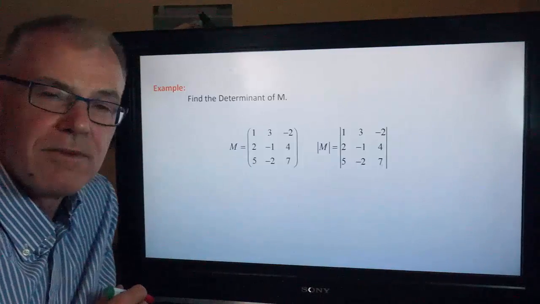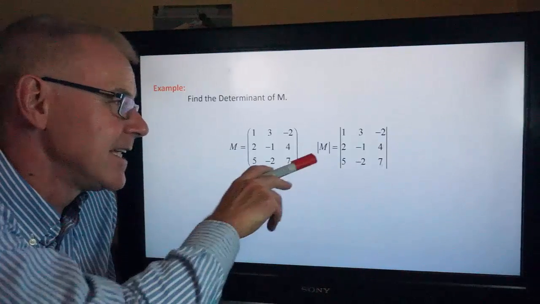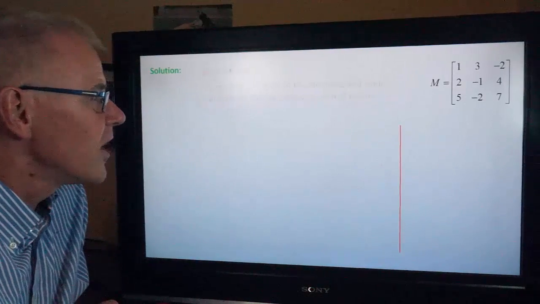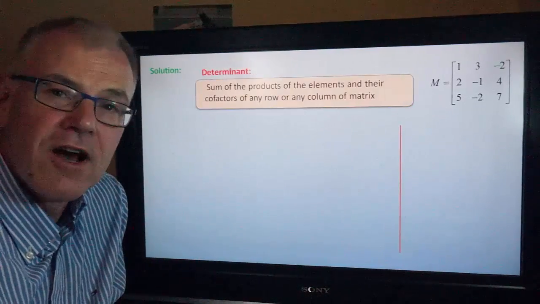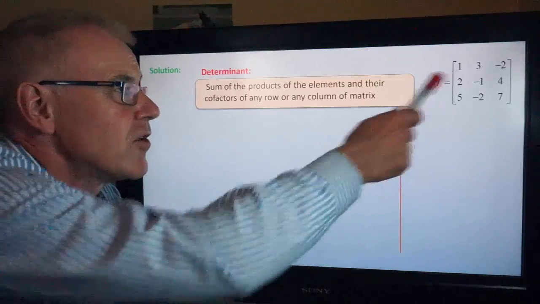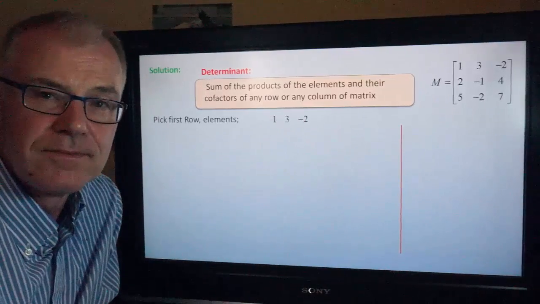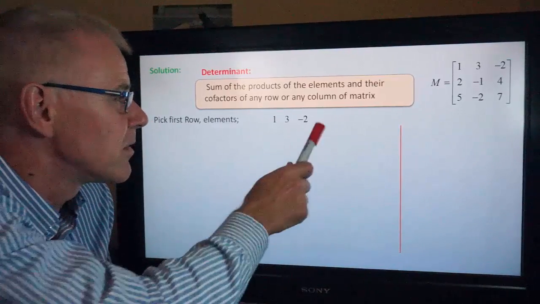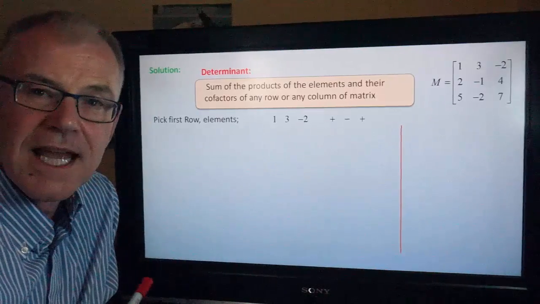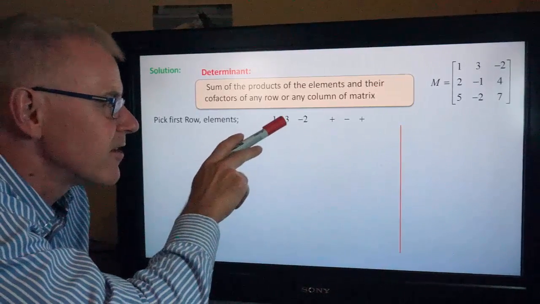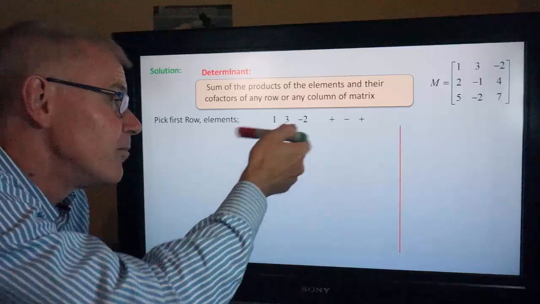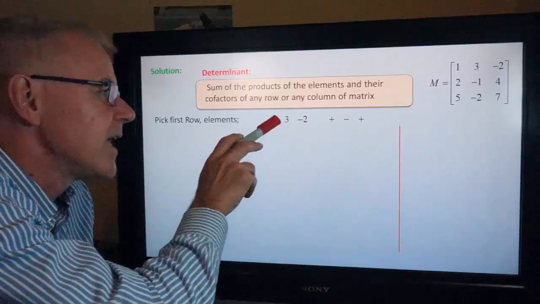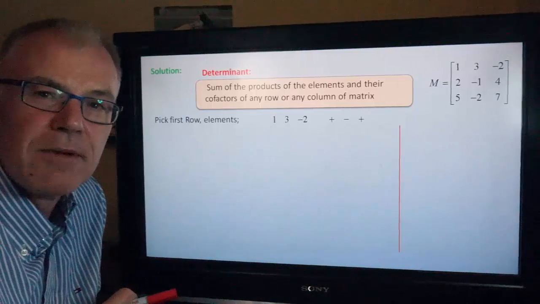Here we have a 3 by 3 matrix, and we're asked to calculate the determinant of it. So what we do is we pick any row or any column first of all. So let's pick the first row, 1, 3, minus 2. Next we determine the sign pattern for that row, which will be plus, minus, and plus. And now we get the cofactors of each one of these elements, and then multiply them by the elements to give the determinant. So first of all, how do we get the cofactor of the element 1?